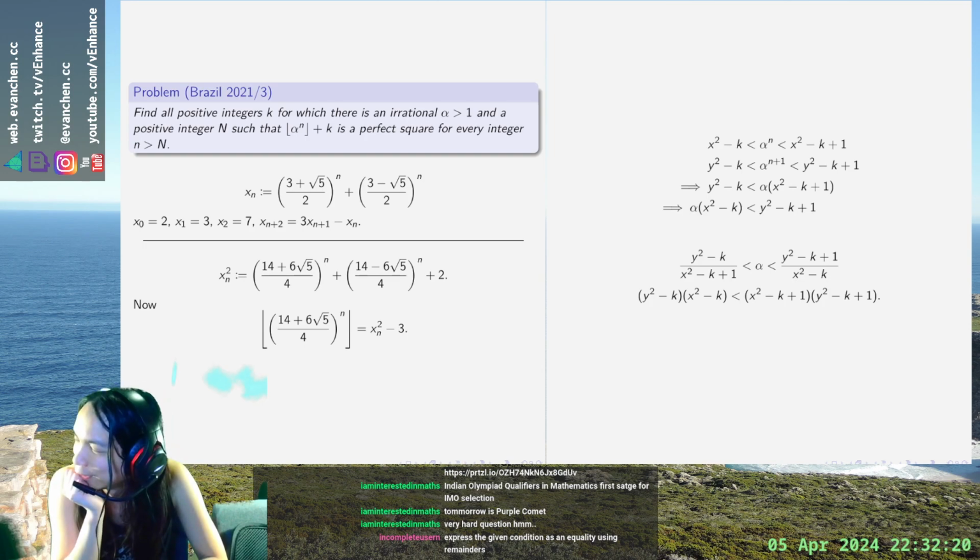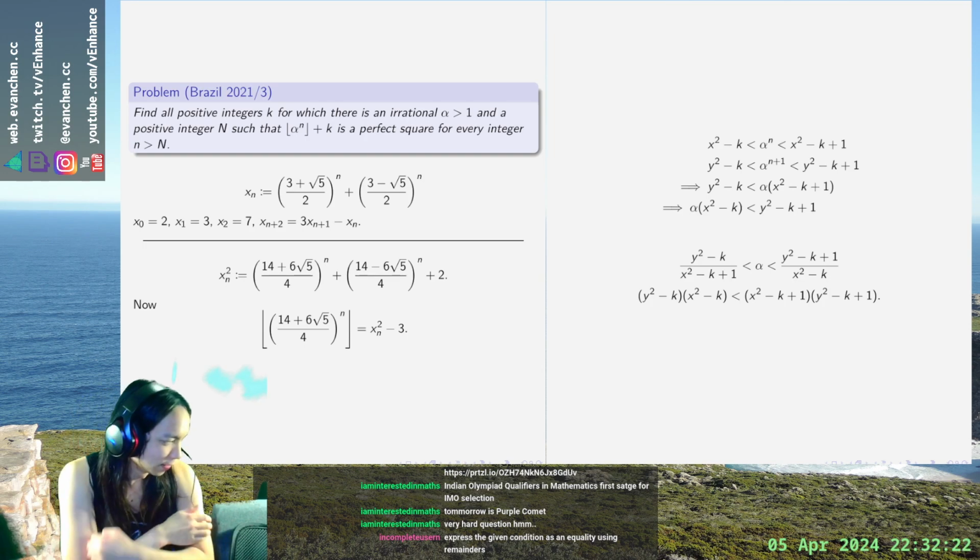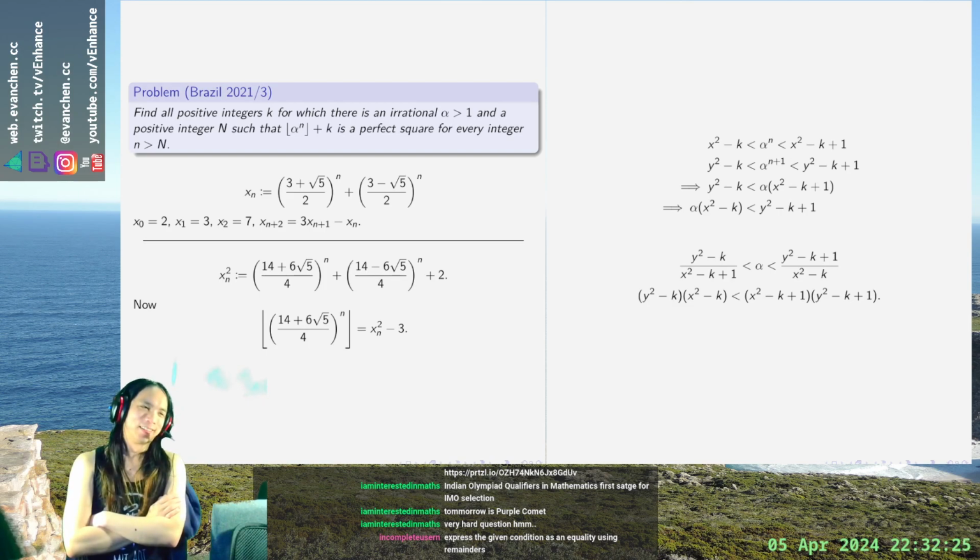As an equality using what? Remainders? That doesn't make sense.